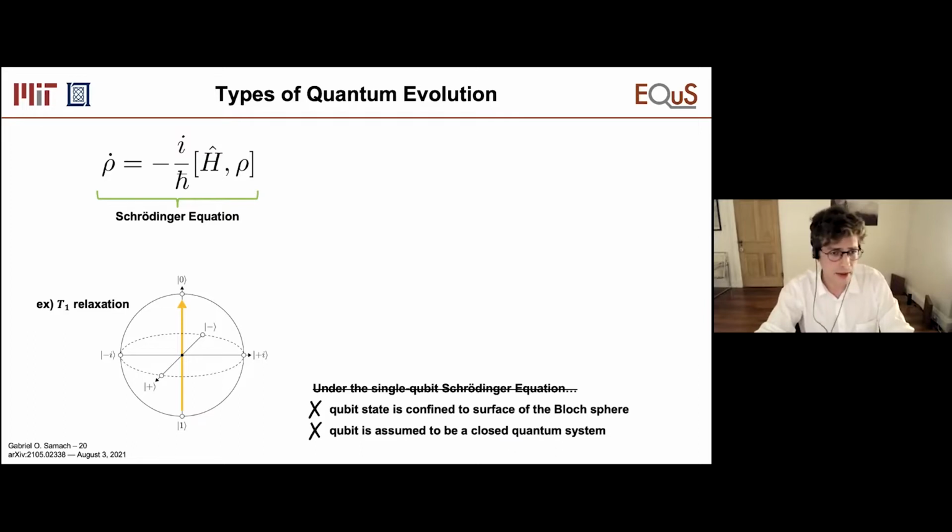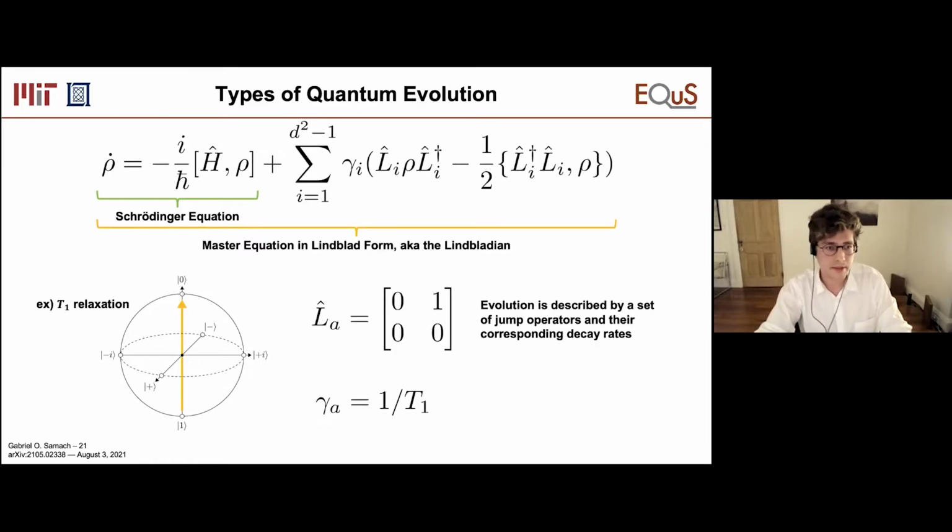However, this isn't a problem for modeling the state as long as we add a few more terms to our dynamical equation. So here we can model this by expanding the Schrödinger equation into what's often called the master equation in Lindblad form, or the Lindbladian. And here we can now capture T1 relaxation, not by a Hamiltonian, but by a series of so-called jump operators, where the jump operators no longer need to be Hermitian matrices. So here I've written down the jump operator for amplitude damping, and it will come with an associated decay rate. And this is what we think of as the decay rate of the T1 process.